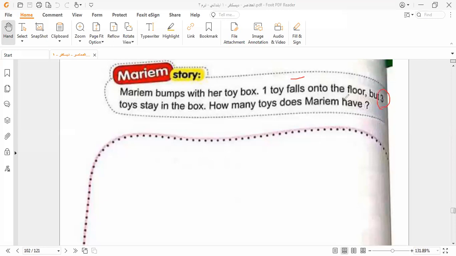One falls on the floor, but three toys stay in the box. So how many toys does Mariam have? I will subtract one from three. So what will it be? We have three, and we take one from three. It will be two here.